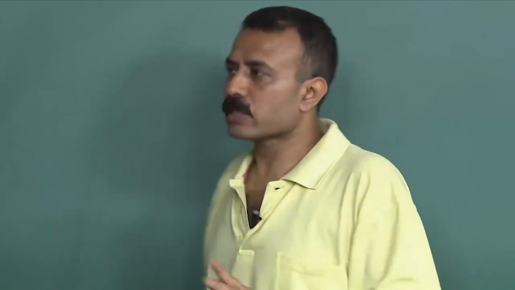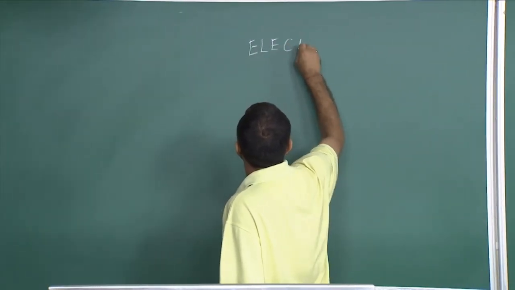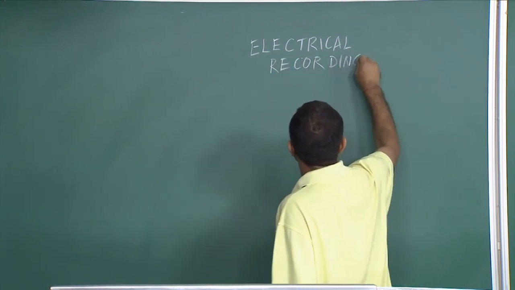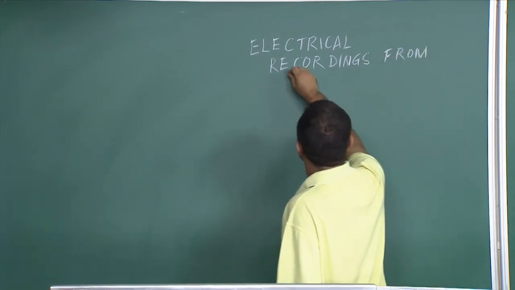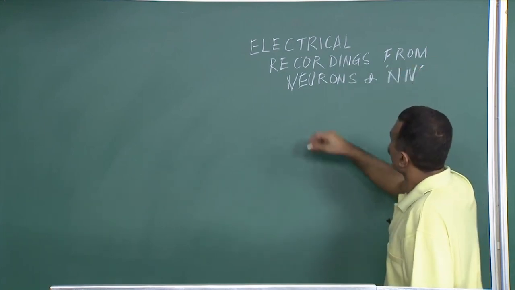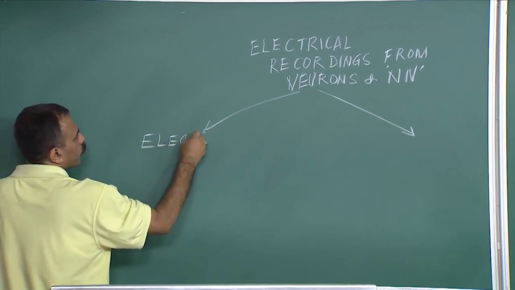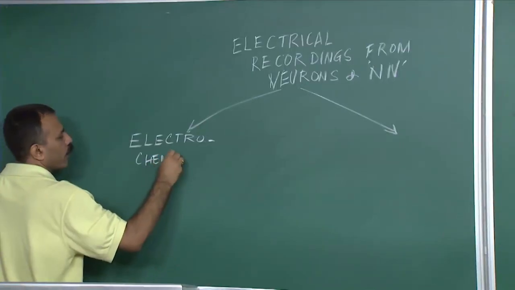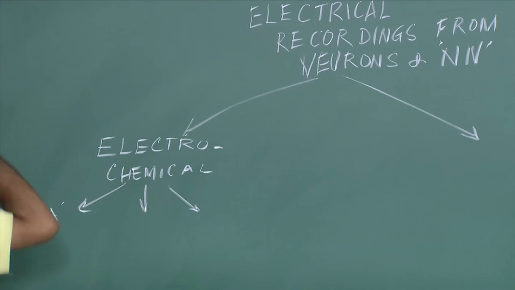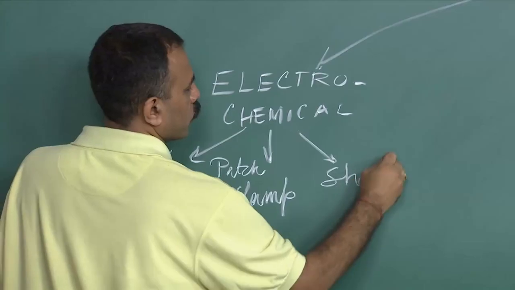If I had to classify them, I would classify them under two headings. The broad heading is electrical recordings from neurons and neuronal networks, NN. These could be classified under two broad headings. One is the electrochemical methods, which we have discussed in the form of microelectrode arrays, MEAs. We talked about patch clamps. We talked about sharp electrodes.